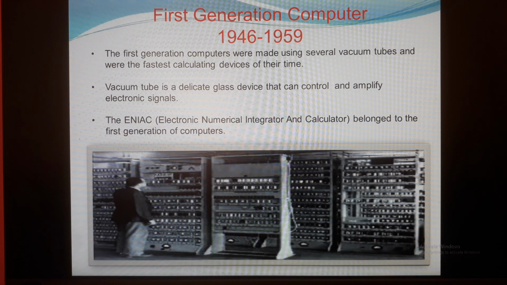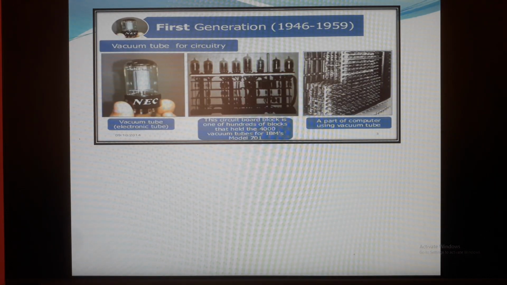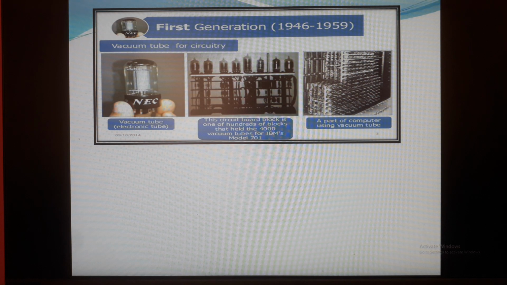ENIAC, or Electronic Numerical Integrator and Calculator, belongs to the first generation computers. This is the vacuum tube that is used in first generation computer. Not a single vacuum tube, but thousands and thousands of vacuum tubes were used in the first generation computer, or we can also call it the processor used in first generation computer.